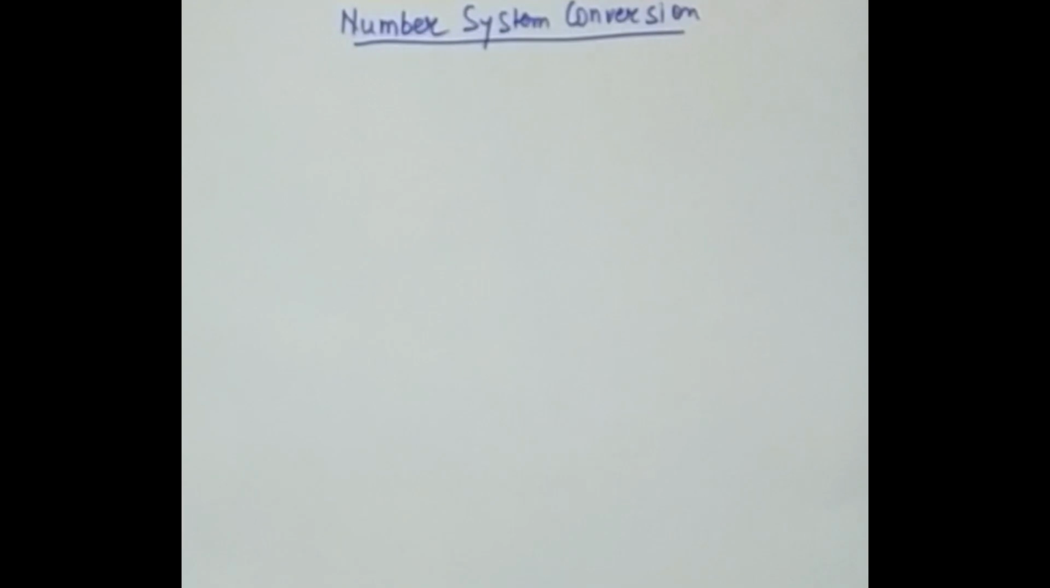Hello class, so today we are going to read number system conversion and we'll see how a binary number system will be converted to octal and hexadecimal, and how an octal number system will be converted into binary. In the previous class we read about any number system to decimal and decimal to any number system. There are two ways to convert a binary number into octal or hexadecimal.